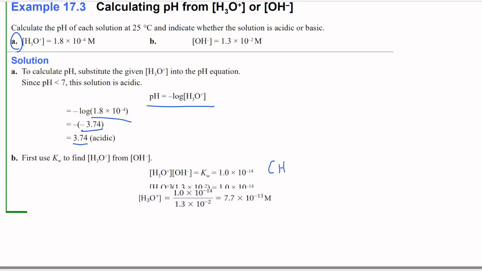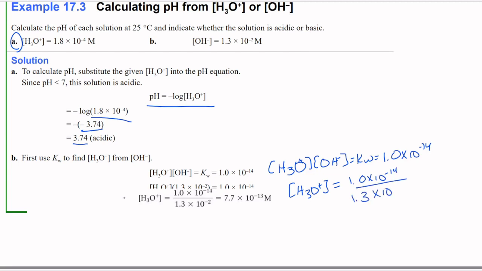We know that our identity says the H3O plus times the OH minus is equal to the Kw, which is equal to 1 times 10 to the minus 14. And that means that we're going to plug in our hydroxide ion concentration, and we can just go ahead and solve for the hydronium ion concentration, which is equal to 1 times 10 to the minus 14 divided by 1.3 times 10 to the minus 2, and that gives us 7.7 times 10 to the minus 13. So now we have the hydronium ion concentration.